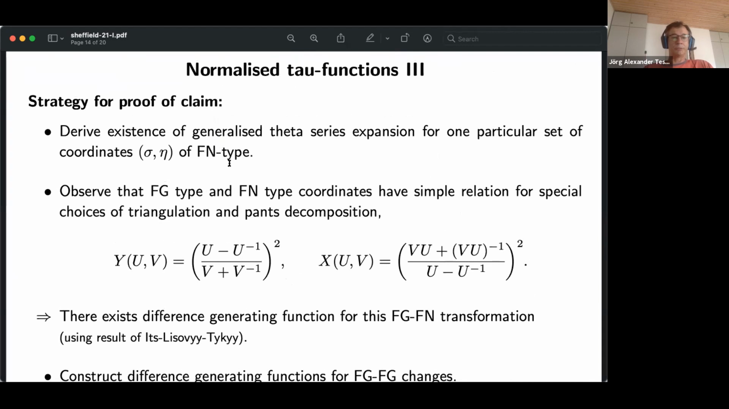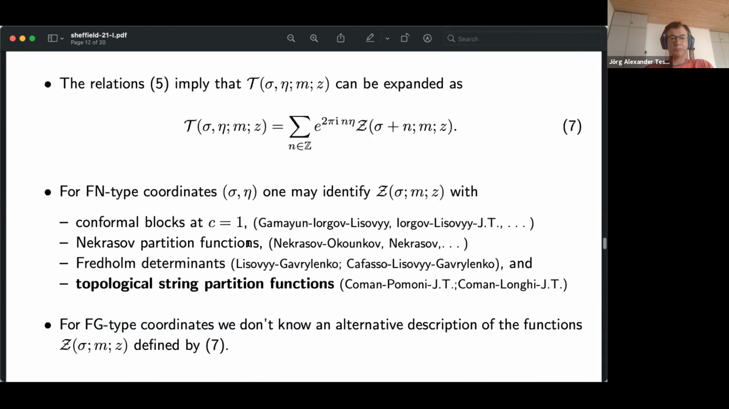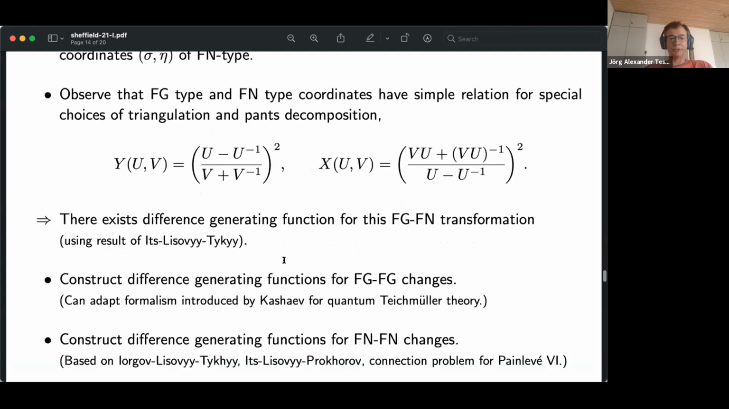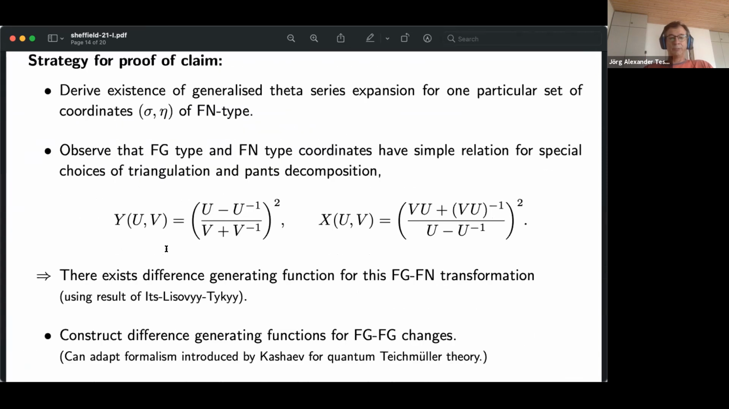So the point is, we start by deriving this generalized theta series expansion for one particular set of coordinates of Fn type. For example, we can go back to the result of Gamayun, Iorgov, Lisovyy, and whatever improvements or variants came later for this step. So there exists such a thing for a particular choice of coordinates of Fn type that follows from all this nice work. Now we then need to pass to the Fock-Goncharov world.